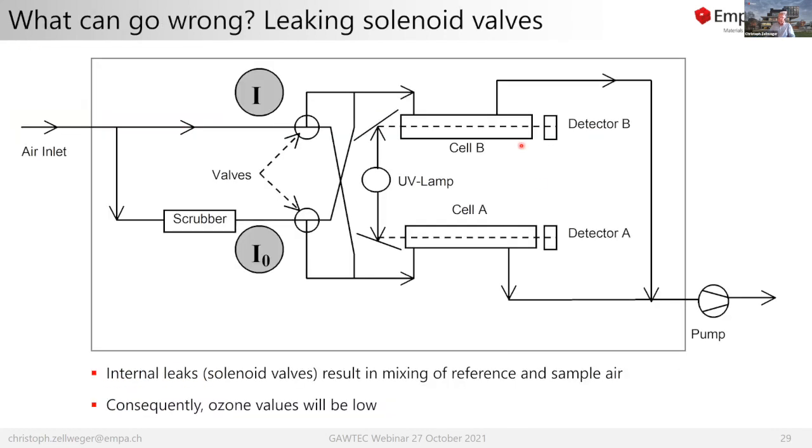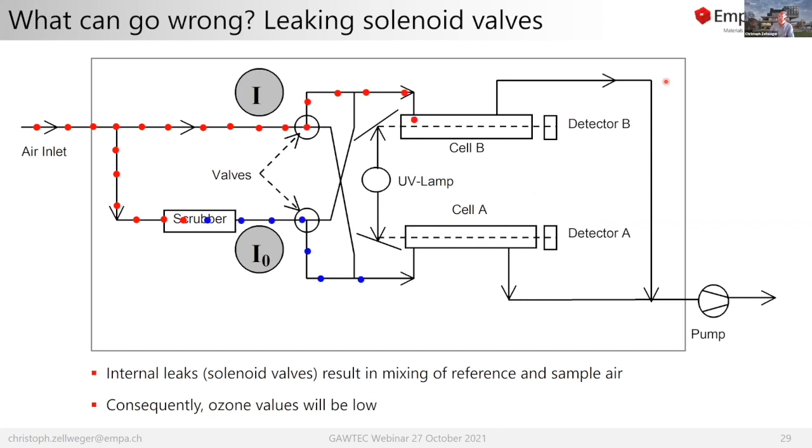Okay, so then there are also things that can go wrong, and when you are running an ozone analyzer in the field, usually these instruments are stable over time. They do not really need a lot of maintenance. They need some. I will come to this. But things that can go wrong are, for example, leaks in the solenoid valves. This happens very often.